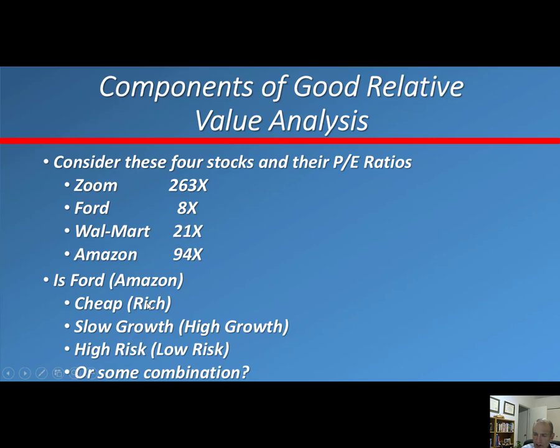So is Amazon rich? Is it a stock you should avoid because it's overpriced? Is Amazon trading at 94 because it's a high growth company? And that's probably true. Is Amazon trading rich because it's a low risk company? Low risk companies have high PE ratios, or some combination. Now Walmart is probably not a high growth company, but they are a low risk company. So they're slow growth but low risk, and that's why their PE ratio is much higher than Ford's. Ford is definitely not a low risk company. They're definitely a high risk company. They have very, very high debt. In fact, almost the highest in the entire market.